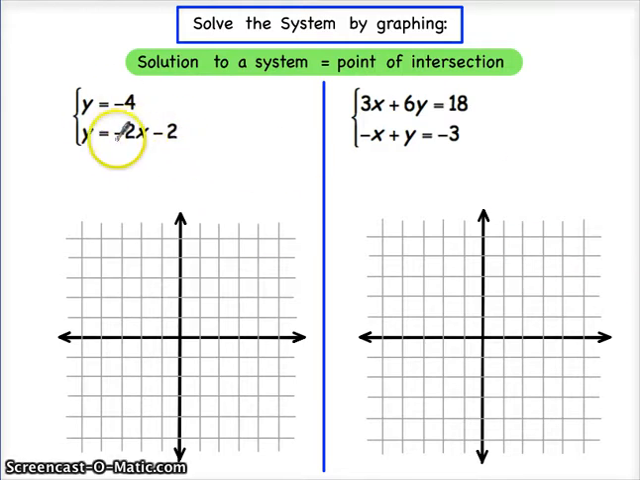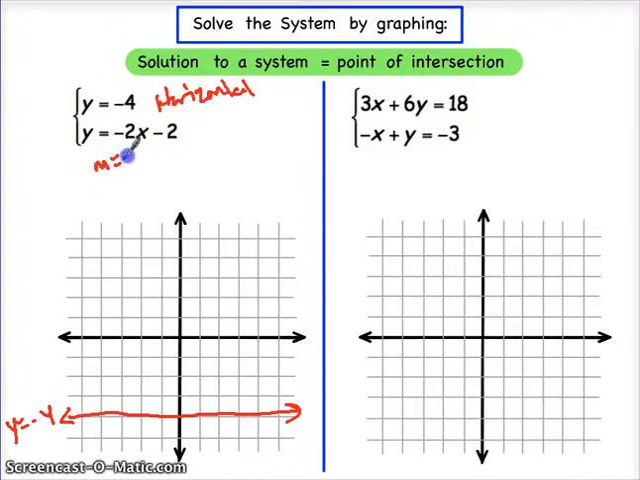So let's start with the equations over here at the left. y = -4, remember, is a horizontal line. So what we can do is go down to y = -4 and just draw in a nice horizontal line down at -4. For the second equation, notice that we're in y = mx + b, the slope being -2 and y-intercept being -2. So we can start off at -2, go down 2, right 1. And you'll notice we get that nice big point of intersection right there. Or we could have gone up 2, left 1. But we don't really need to, as we notice that they're going to cross at the point (1, -4).